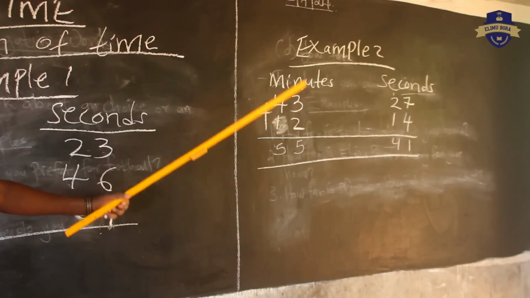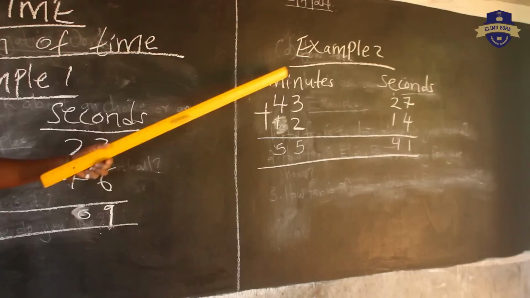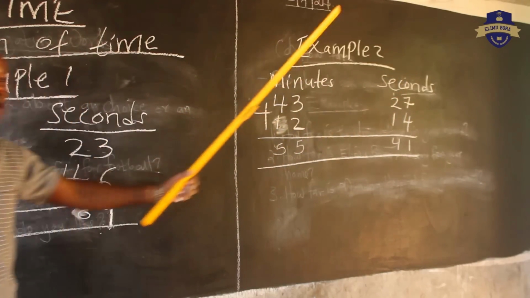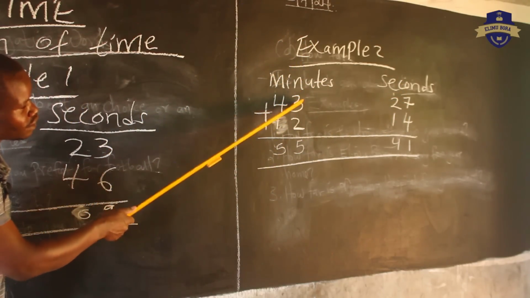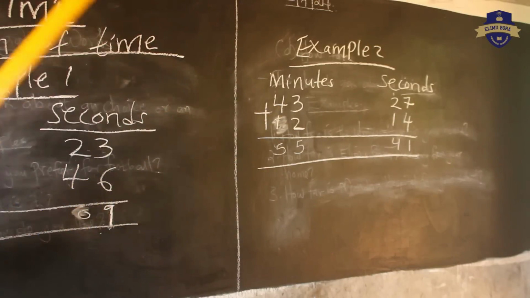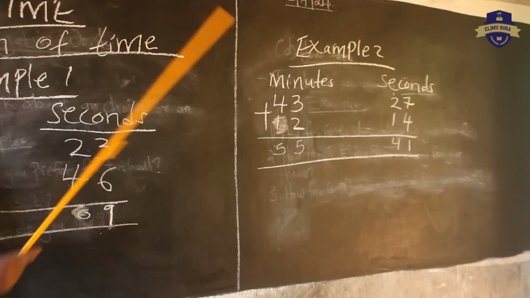And then you count the side of minutes. We are done with the side of seconds. We count the side of minutes. And then you add 3 plus 2, that is 5. He has written here 5, and then 4 plus 1 is 5.